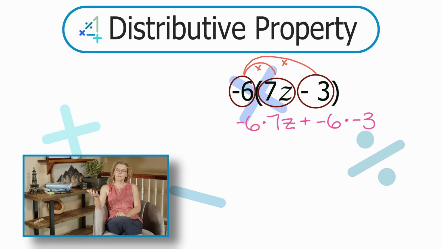Then we have -6 times -3. Now we can simplify each of these by multiplying. -6 times 7z is -42z. Then -6 times -3 is positive 18, so we write plus 18 for -42z plus 18.